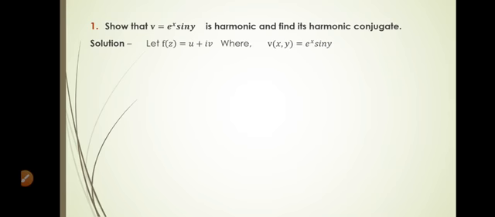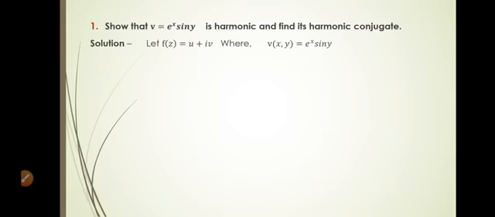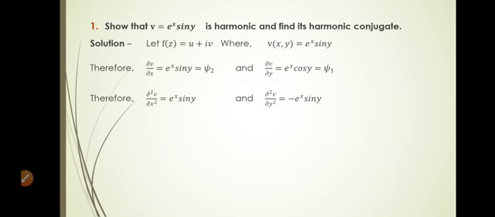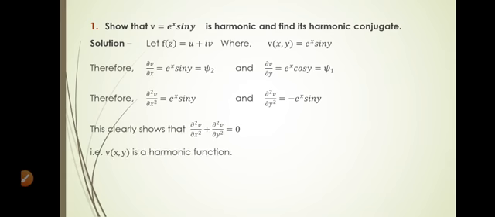Function v is given to you. Find its first order partial derivatives and second order partial derivatives. Adding the two second order partial derivative results, we get 0. That is, function v satisfies the Laplace equation, and hence function v is a harmonic function. So this is one part of the solution.